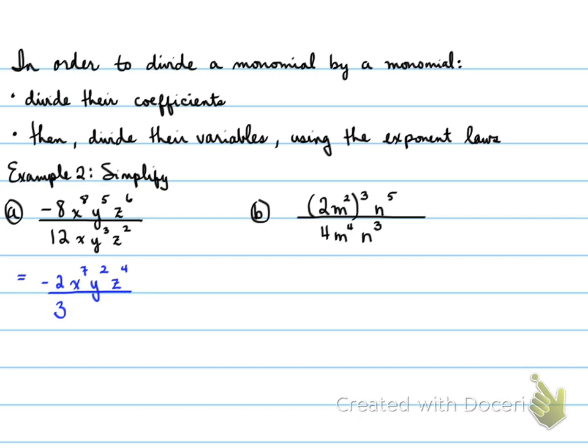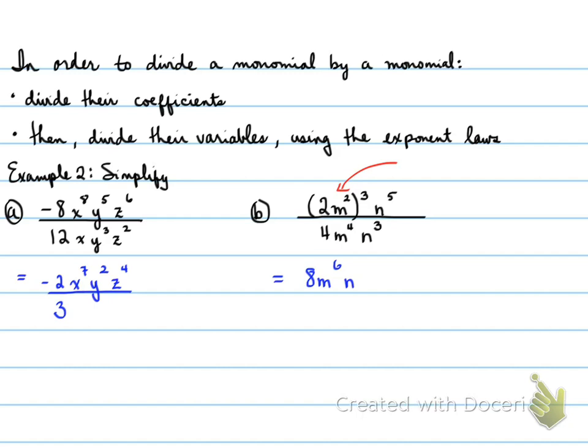Part B. Part B is a little tougher because we have some extra stuff we have to do. Let's simplify the numerator first. That is, 2m squared all cubed becomes 8m to the power of 6 times n to the power of 5. Now, some of you might be wondering, why is it m to the power of 6?